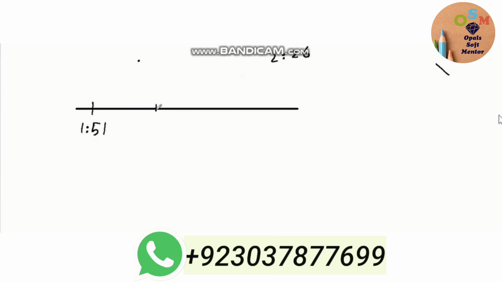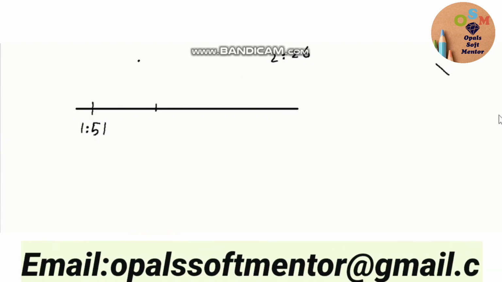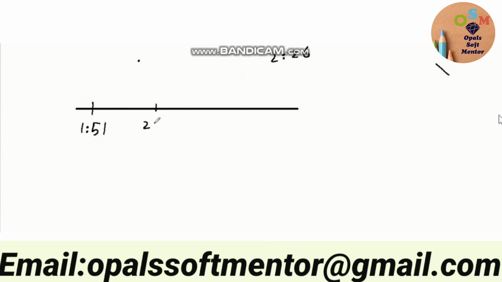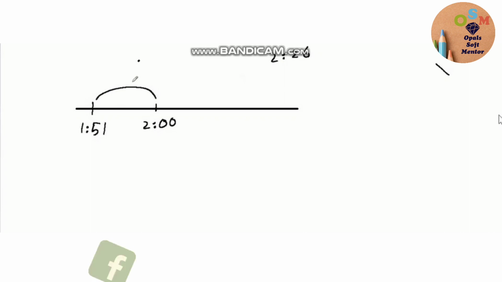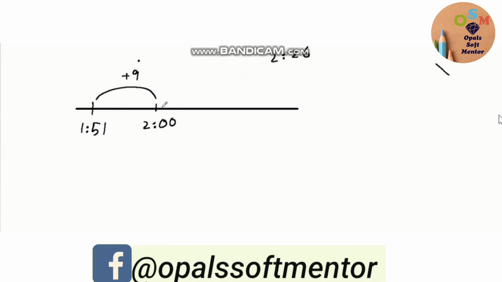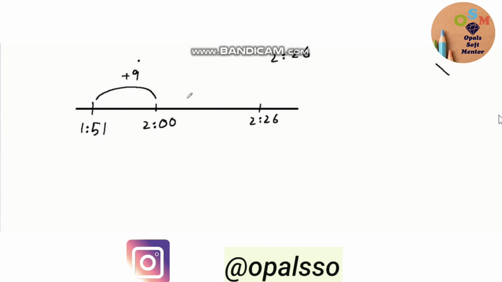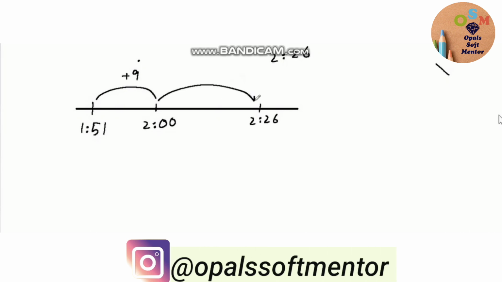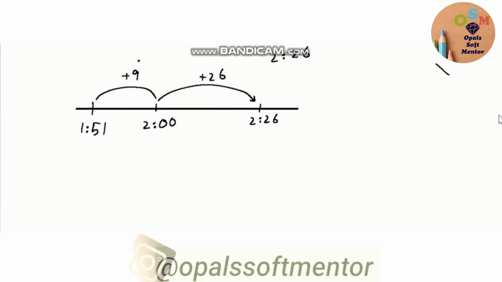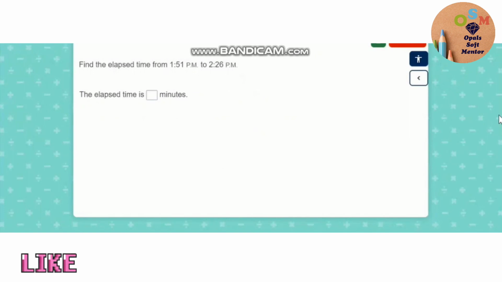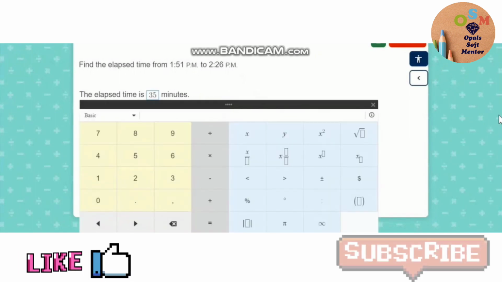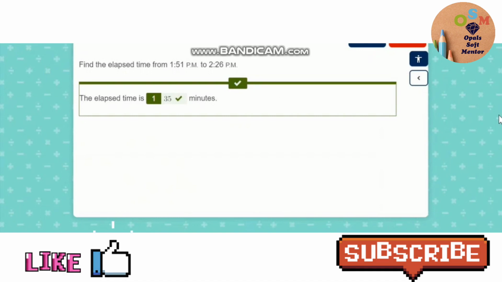So 1:51. How much will it take to get from 1:51 to 2 o'clock? 9 minutes. Exactly, 9 minutes. And now from 2 o'clock to our ending time, it will be 2:26. 26 minutes. And what is the total elapsed time? 35 minutes. Oh, what a coincidence! The same answer again. Let us confirm it. Yes, we are right.